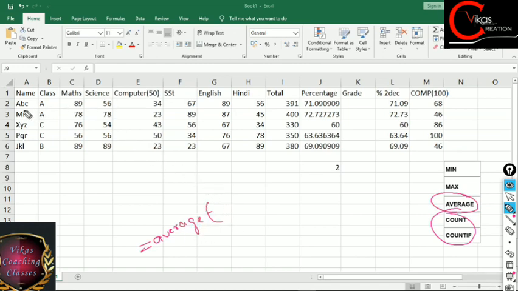Like suppose मुझे ABC के एवरेज निकालने थे तो मैंने यहाँ पे लिखा equals to AVERAGE. इसके जो मार्क्स हैं वो C2 से स्टार्ट हुए हैं यहाँ से और वो एंड हो रहे हैं H2 पे, तो मैं लिखूंगा C2:H2. मुझे एंटर प्रेस करना होगा, वो ऑटोमेटिकली एवरेज शो कर देगा. तो एवरेज को तुम लोग एक बार खुद से ट्राई कर लेना.